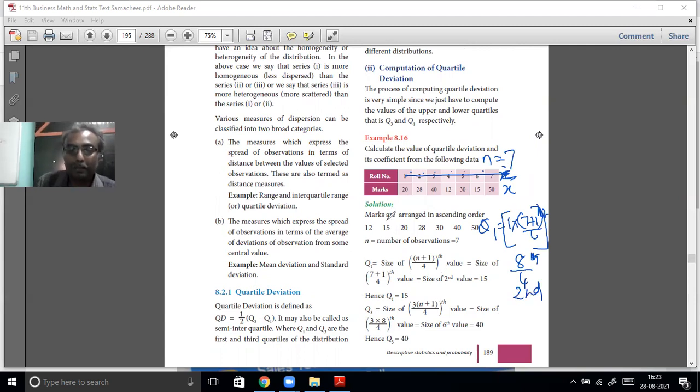Second value is what? 15. So, Q1 is equal to 15. You already know how to find that.